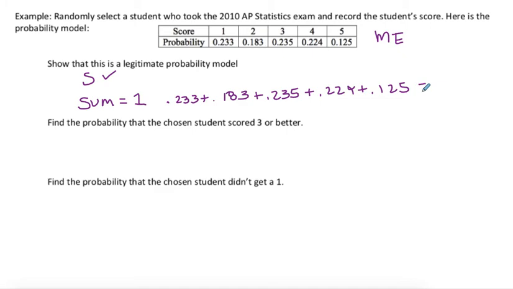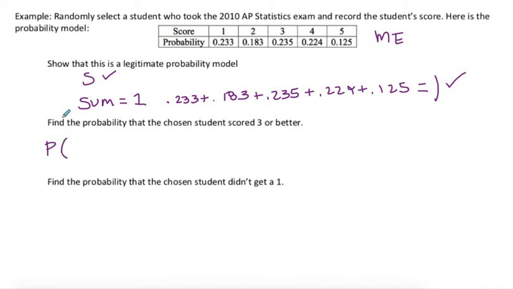And I will double check this before I check it off. So 0.233 plus 0.183 plus 0.235, and I get 1. So because that equals 1, I have a legitimate probability model.